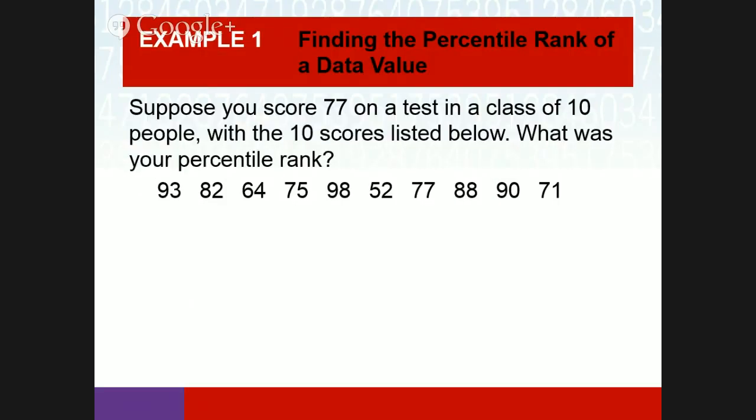Here's our first example we're going to look at. So suppose we have 10 scores. So we have 10 people that took this test. And we want to know what is the percentile rank for the test that scored a 77. So let's say you took the test and you scored a 77. So this is your score. And we want to write that as a percentile rank.